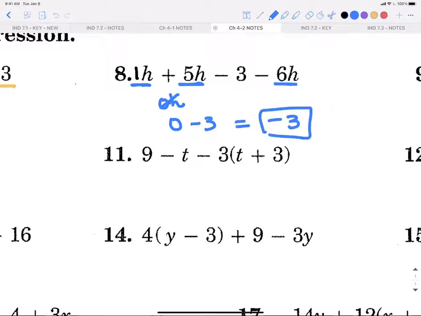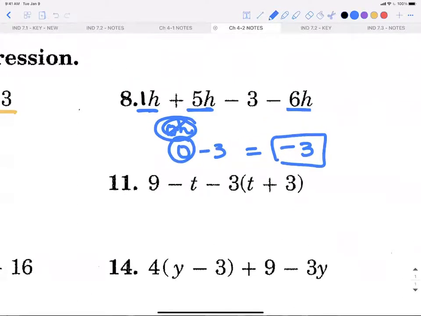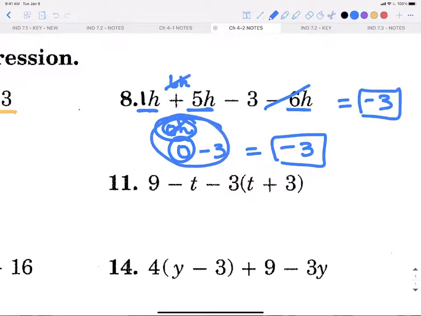Now you do not have to do this right here, or even this right here. If you show the work of 1H plus 5H is 6H, and then 6H minus 6H, they just cancel each other out. You're left with your answer, negative 3. That right there really is all the work you have to show. You don't need to do this whole 0H thing. I just showed you that once to show you the math behind why the H goes away. You don't have to actually put that math on your paper every time, okay?